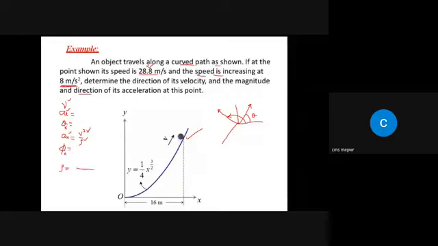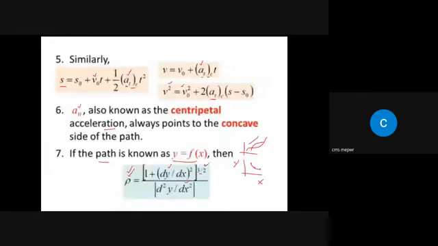This is the equation, right? Yes, sir. So what do we need in this equation? dy by dx and d square y by dx square, the double derivative of y with respect to x, right? Yes, sir. Okay. Let's look at the diagram.